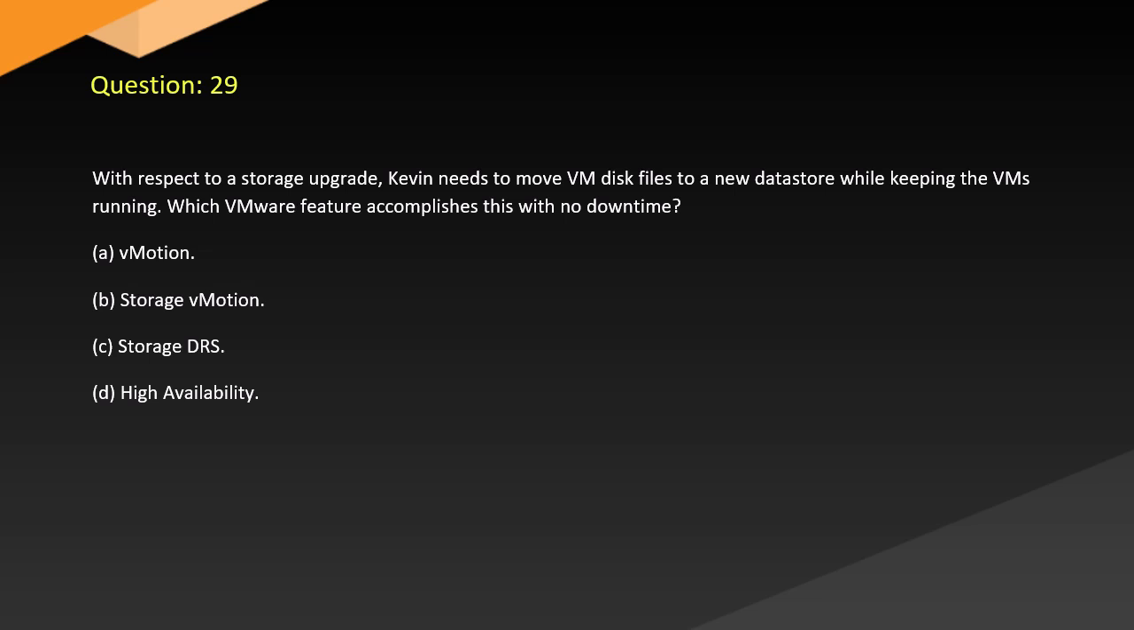Question 29. With respect to a storage upgrade, Kevin needs to move VM disk files to a new datastore while keeping the VMs running. Which VMware feature accomplishes this with no downtime? A. vMotion. B. Storage vMotion. C. Storage DRS. D. High Availability.